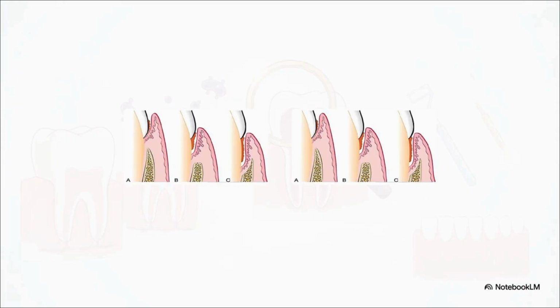Have a look at the image on the left. That's what we call a pseudo-pocket. See how the gum is just puffy and swollen? That swelling makes the space seem deeper. But look, the underlying bone is totally fine. Now look over to the right. That is a true periodontal pocket. You can literally see the loss of supporting bone. That's a sign of active disease, not just some temporary inflammation.